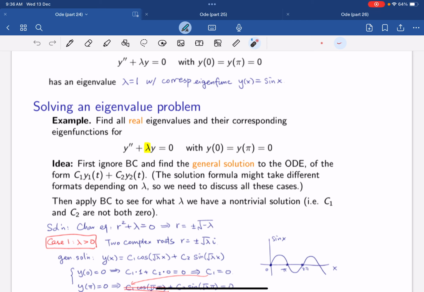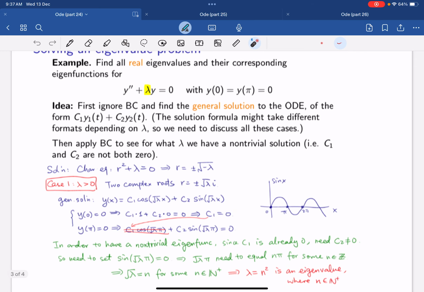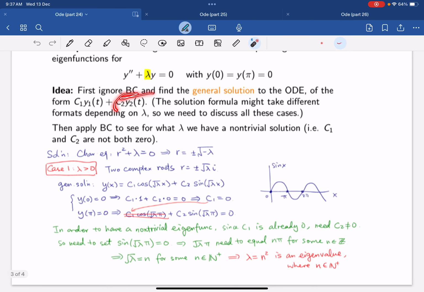So how do we solve an eigenvalue problem? Well, we first solve the equation here, and from this differential equation's solution, we just sub in to find the answer. So let's just look at the example. If you ignore the boundary condition first, the solution is c1y1 plus c2y2. We need a lambda such that there is a non-trivial solution, meaning c1 and c2 cannot both be 0 at the same time. So we solve for the characteristic equation, r equals this.